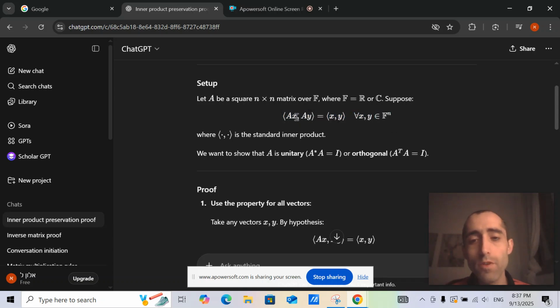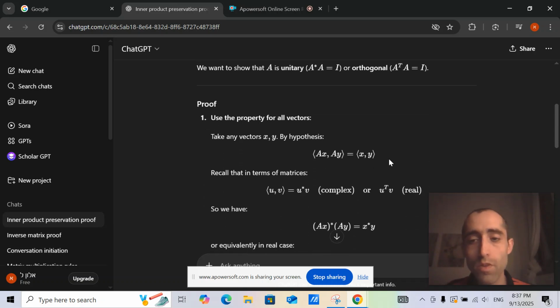This means that for every two vectors x and y, when I apply A and I take the inner product, I get the same value as if I just take the inner product between the two vectors, for any two vectors. Okay, so from this preserving of the inner product, we want to conclude that A is unitary if we're talking about the complex space, and the definition is A complex conjugate A equals I, or orthogonal in the real space. That means that A transpose A equals I. That's what we want to show.